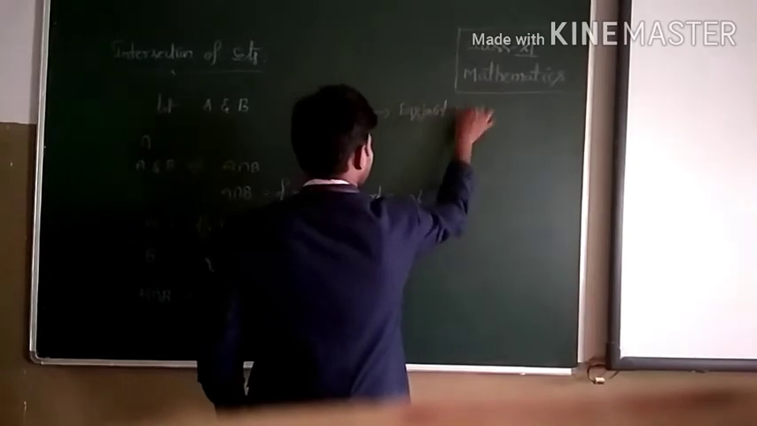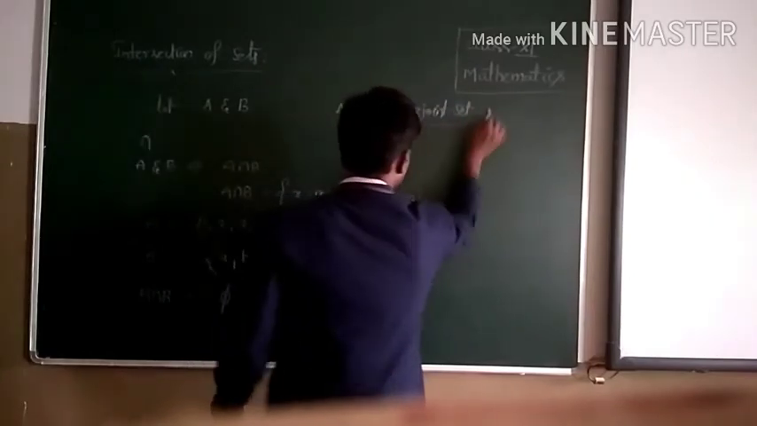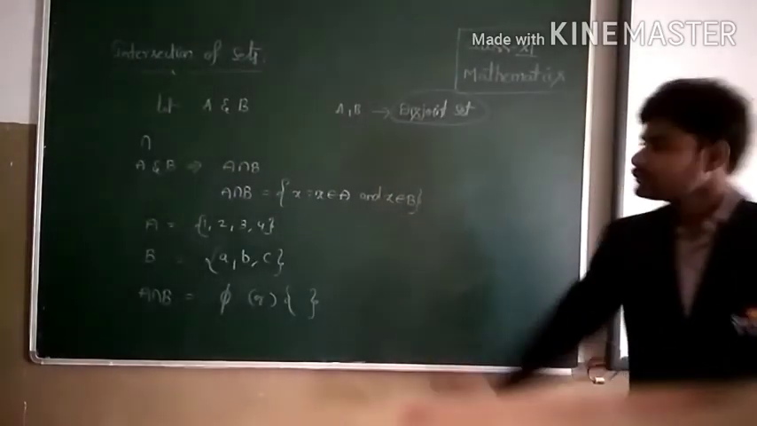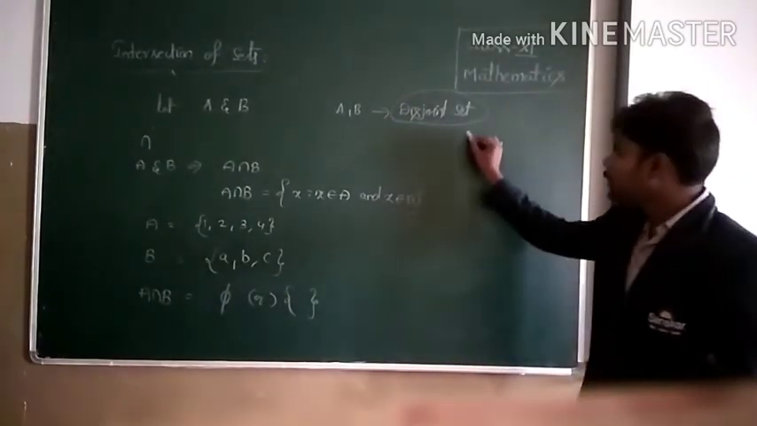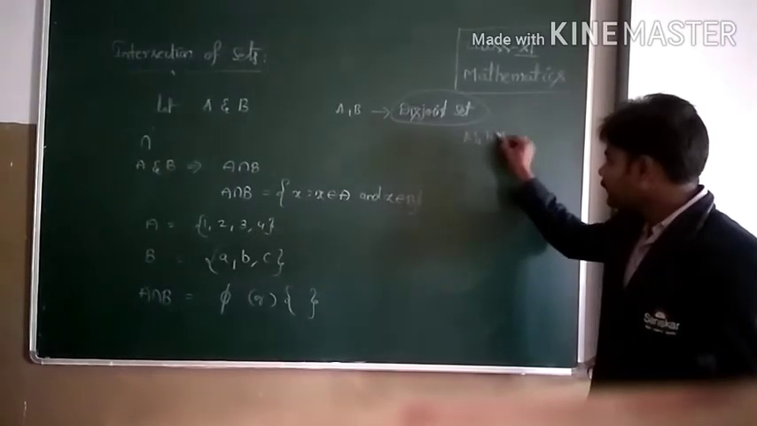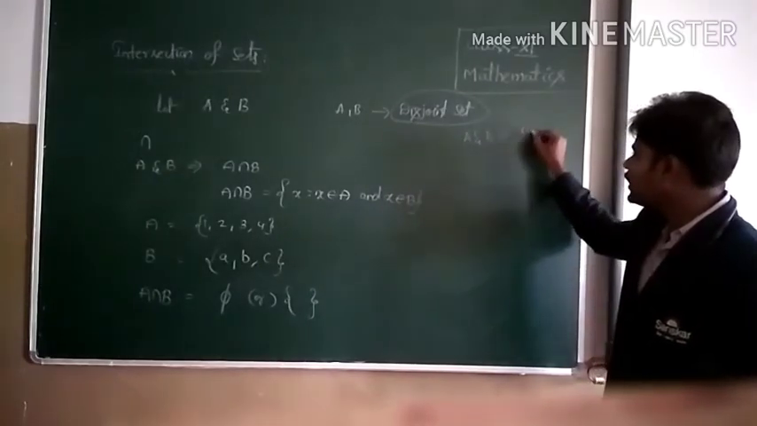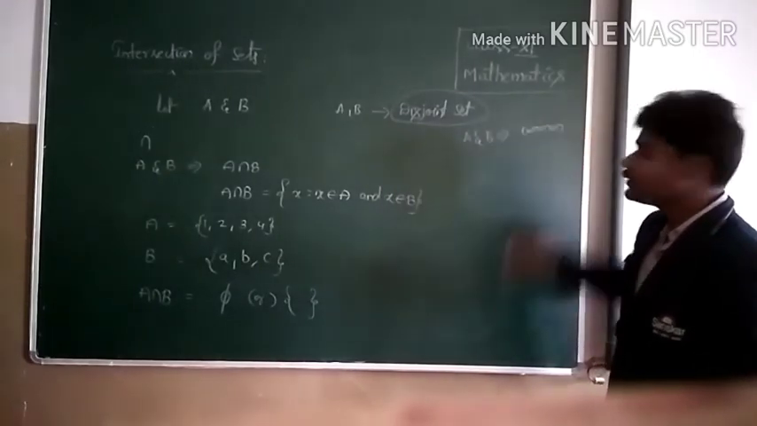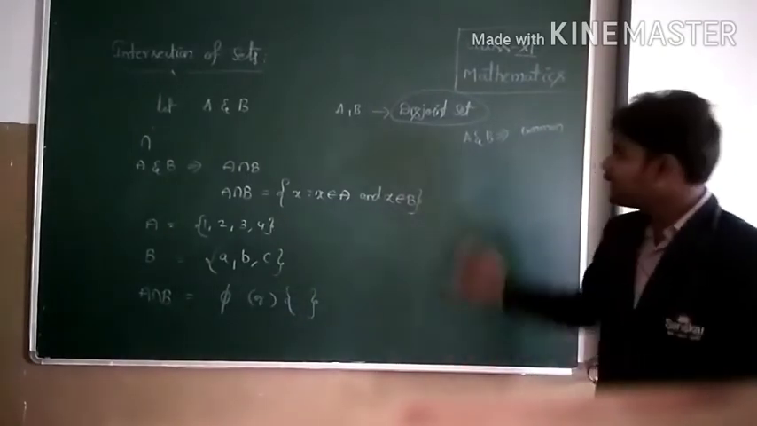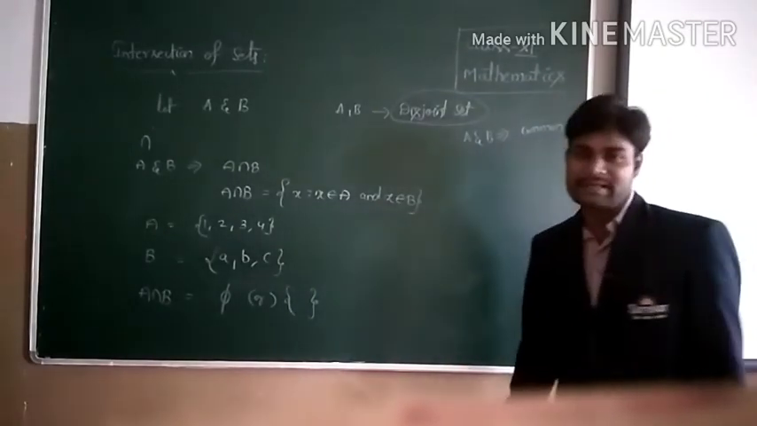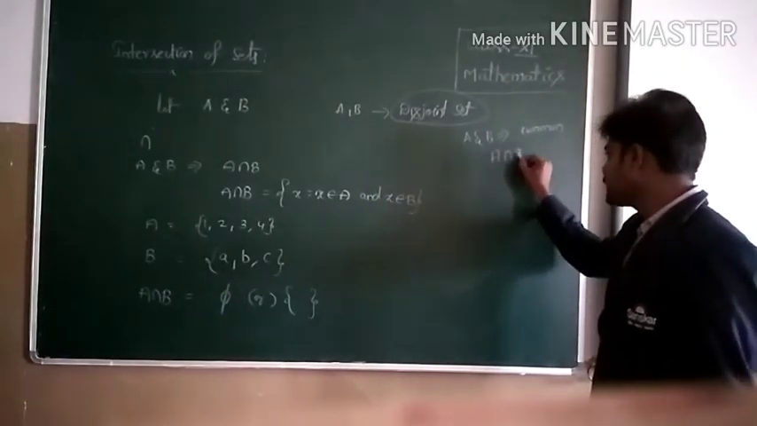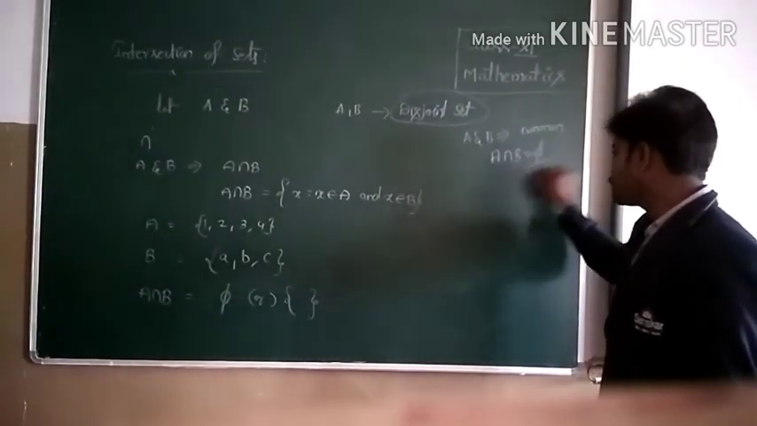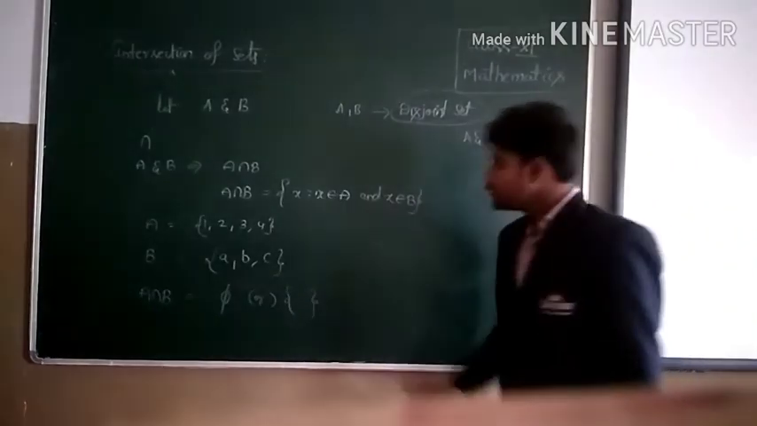Sometimes the question is: define disjoint sets. Let A and B be two sets. If they do not have any common elements, then A and B are said to be disjoint sets. That means they do not have common elements, which means A intersection B is equal to phi. There are no elements. Right?